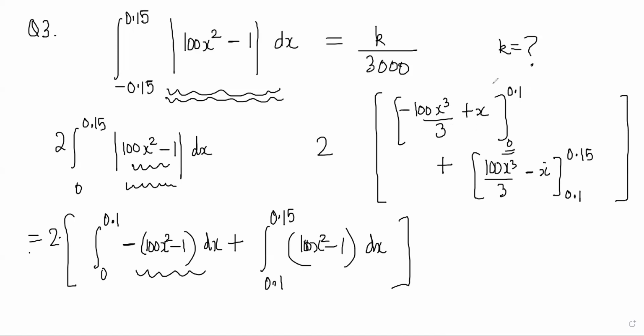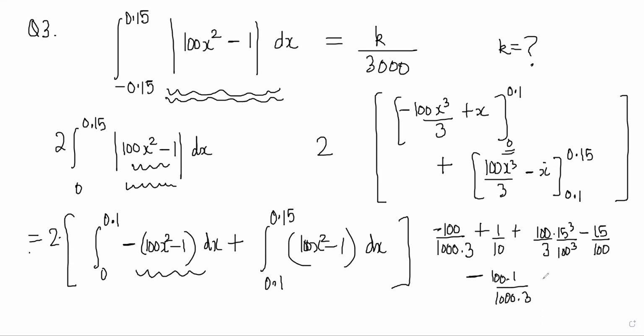So when you put 0, obviously everything vanishes. So that part we don't have to evaluate. You just put x is equal to 1 by 10. So you get minus 100 by 1000 into 3 plus 1 by 10. So that is the answer for this part. Plus this part when you do, it is 100 by 3 multiplied by 15 cube by 100 cube. Okay. Keep it as it is. Minus 15 by 100 minus 100 into 1 by 1000 times 3 plus 1 by 10. This is coming as whatever is the value inside and you have to double that, right?